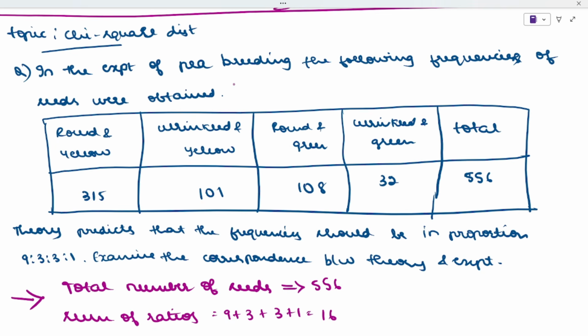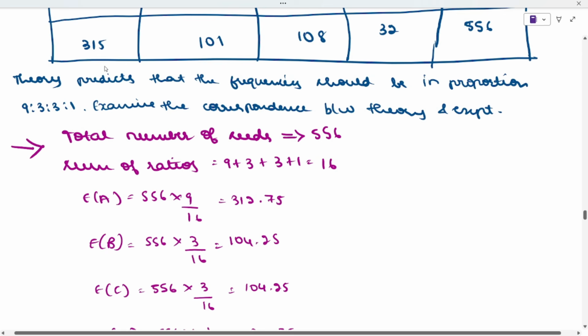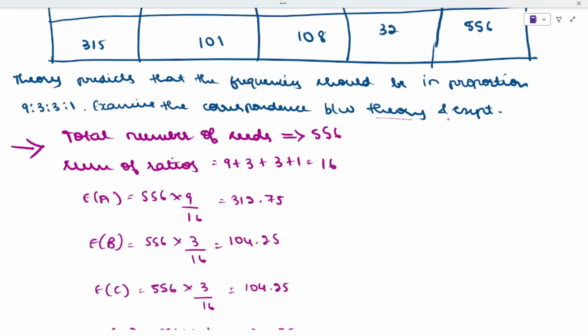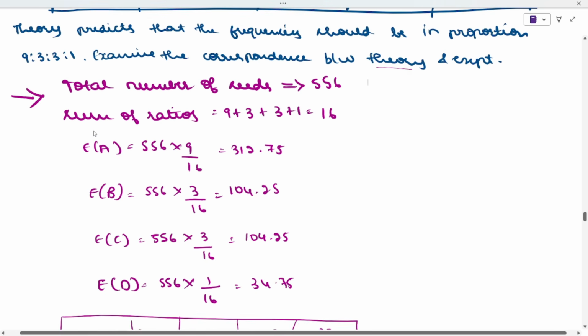In the experiment of pea breeding, the following frequencies of seeds were obtained, and you have some round yellow, round green, and wrinkle green, and the total they have given. Now they have to predict what the frequencies should be in proportion 9 is to 3 is to 3 is to 1, and you have to show that theory and experimentally. First we will take the total number of seeds they have given, 556. Okay, now the ratio is 9331. If you add that you will get 16.